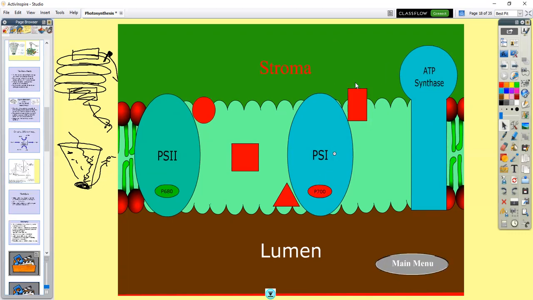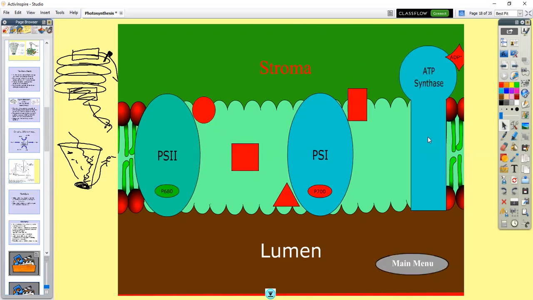The electrons from P700 are passed to the electron acceptor, which then passes them to NADP, which is oxidized, forming NADPH, which is strongly reduced. Okay, so NADP is the final electron acceptor. It picks up those electrons from photosystem 1 along with some hydrogen ions floating around within the stroma to form reduced NADP.